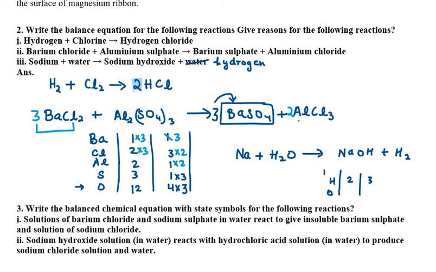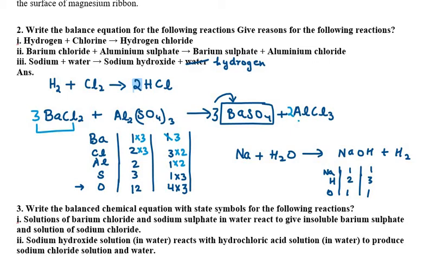Again we will make a table out of it. Na is 1 on the left hand side, Na is 1 on the right hand side, then we have O as 1 here and 1 here. So now you have to make a change in H. You can see that they are unbalanced, so therefore you need to make a change in H. So H is 2 and H is 3 here.